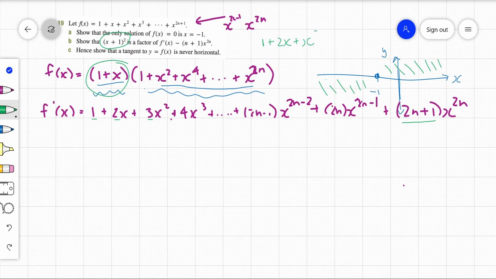I'm going to write it like that. So I'm looking at that as a factor. Now, when I do that, let's have a look. I'll put it down here first. So I've got 1 plus 2x plus x squared.